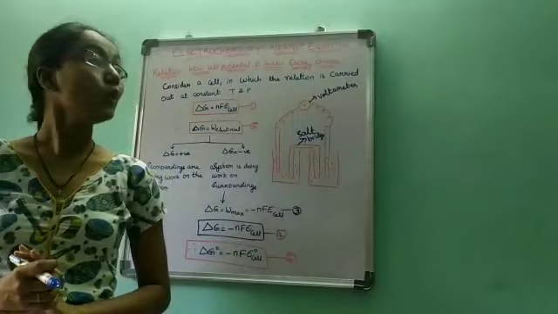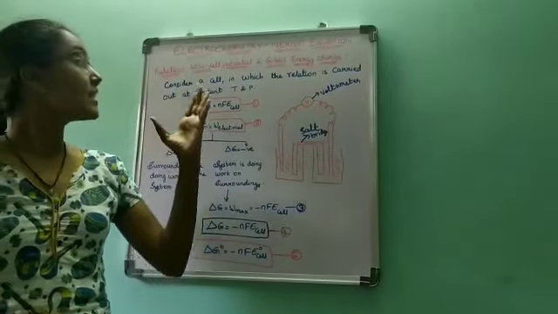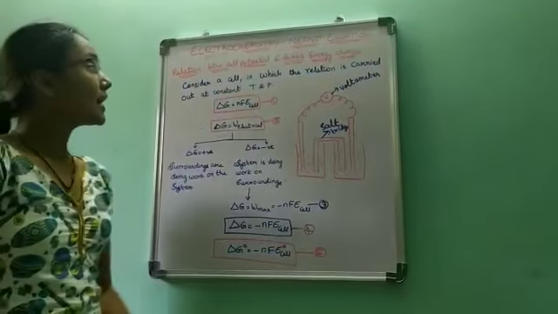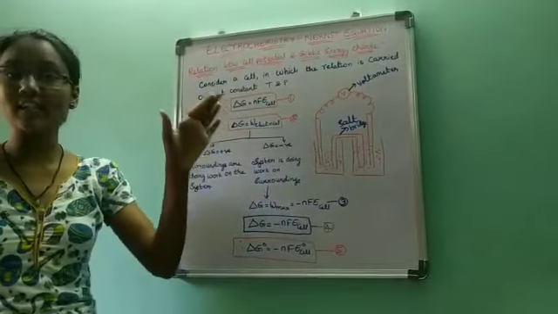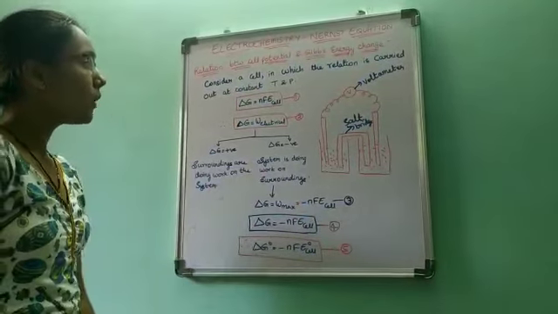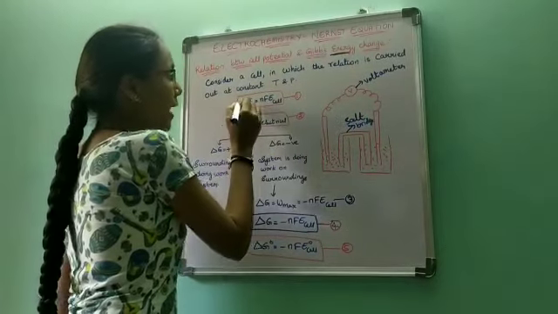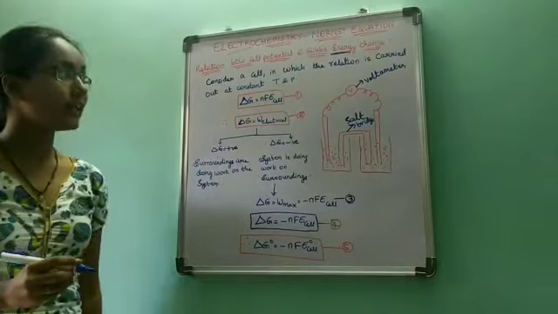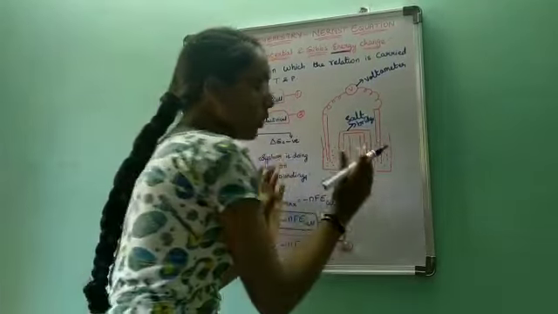Alright, now we'll move on to the next category, relation between cell potential and Gibbs energy change. Consider a cell in which the reaction is carried out at constant temperature and pressure. We get that the energy change, delta G, is equal to minus NFE cell.